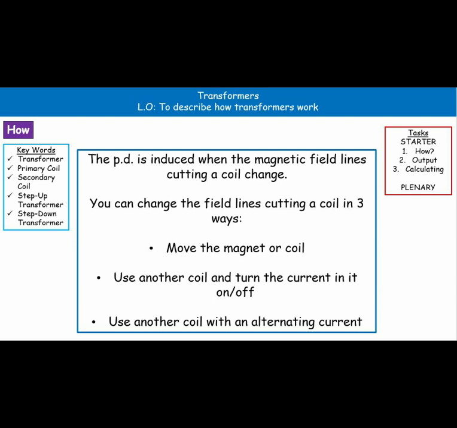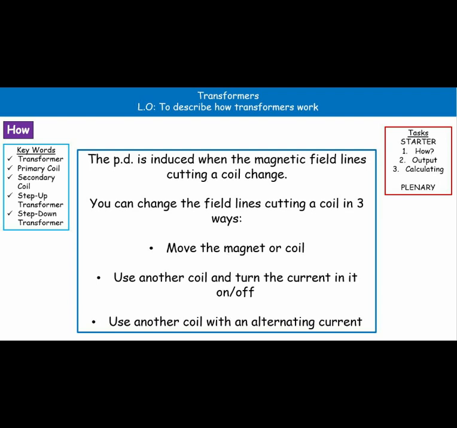Hopefully one of the things that we do remember from our previous couple of lessons is that we will induce a potential difference when magnetic field lines that are cutting a coil change. So what we can actually do is have three ways that we can change the field lines cutting a coil. First one is we can move the magnet or move the coil. Second one is we could use another coil and turn the current in it on or off. And the third one is we could use another coil with an alternating current. So any of those three things are going to lead to a change in the field lines cutting a coil.